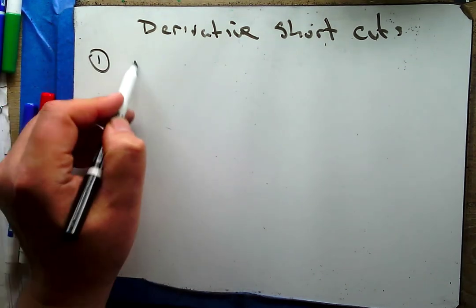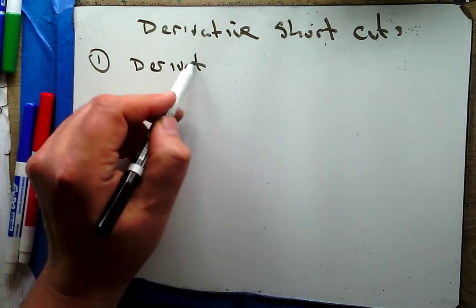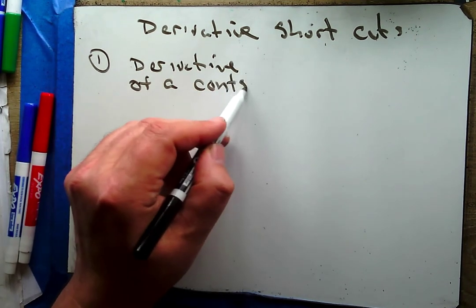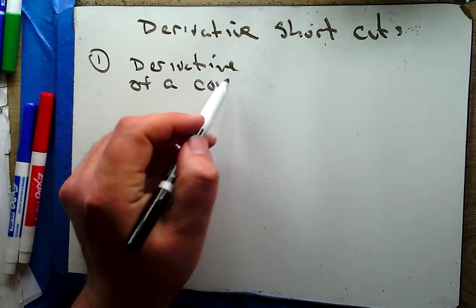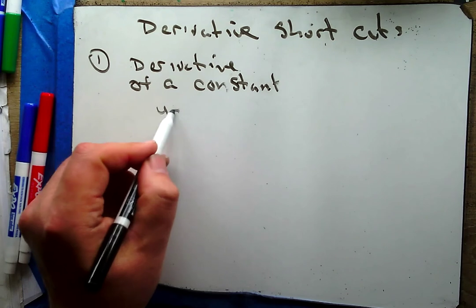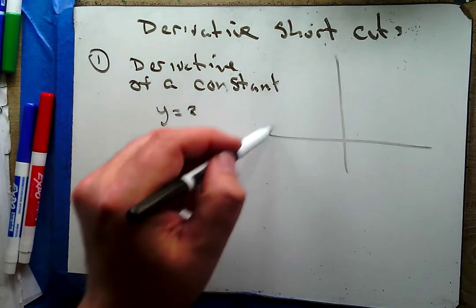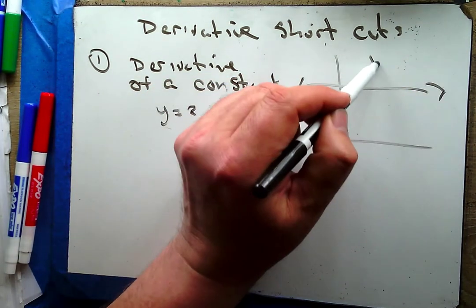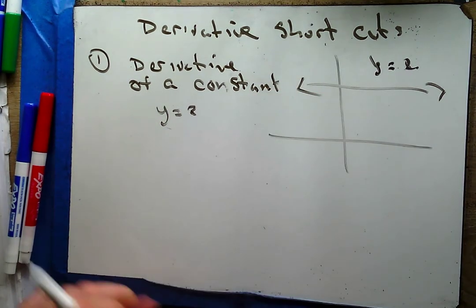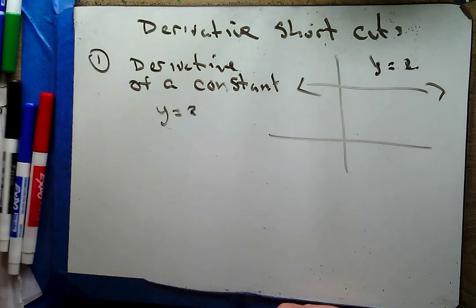One, the derivative of a constant. Okay, so here's a constant, y equals 2. Let's look at the graph of y equals 2. This is y equals 2. What can you tell me about the slope of that line? That's right, it is horizontal.